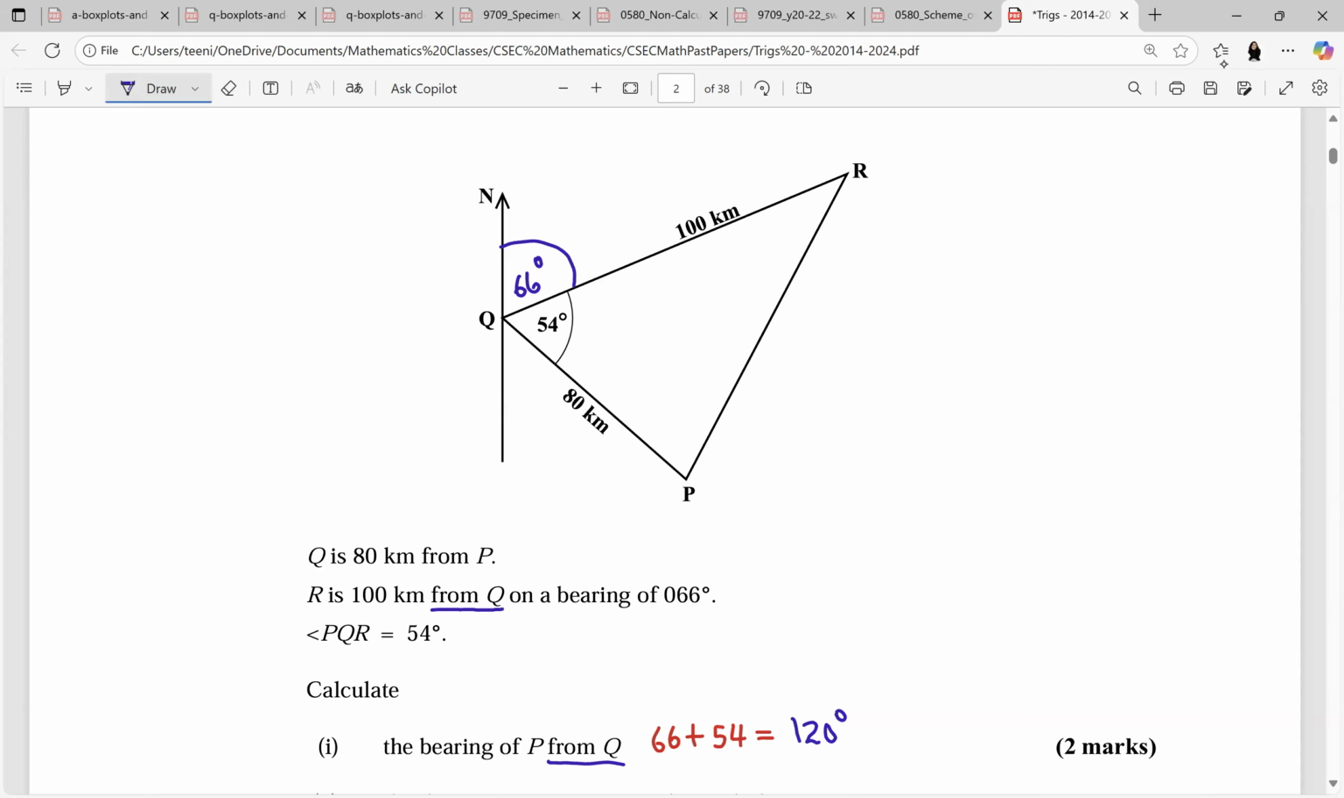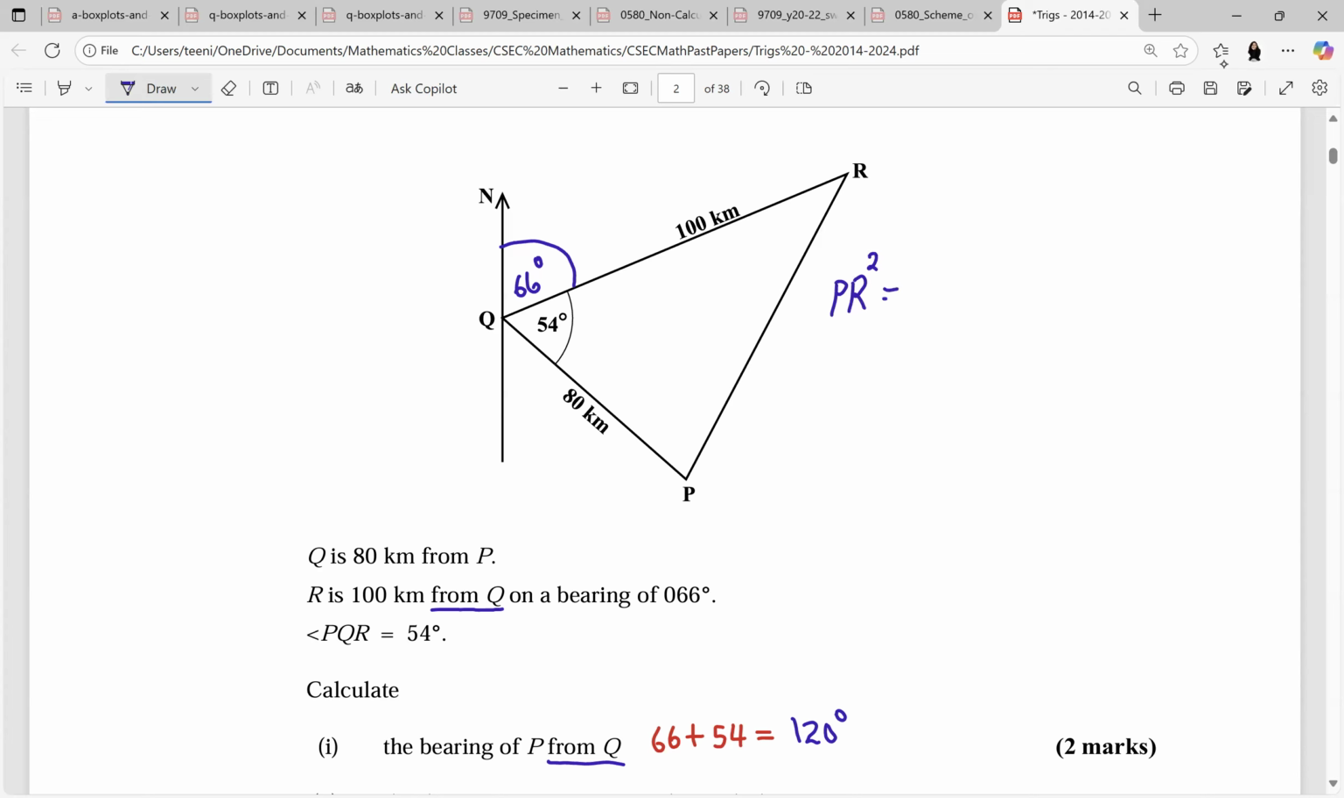So we have the angle 54 degrees, and the side we have to find is unknown, between the two known sides, 80 km and 100 km. I get it. Yeah, right? So we use the cosine rule because we are given two known sides and the included angle. So we'll start with PR because that's the side that we want to find.